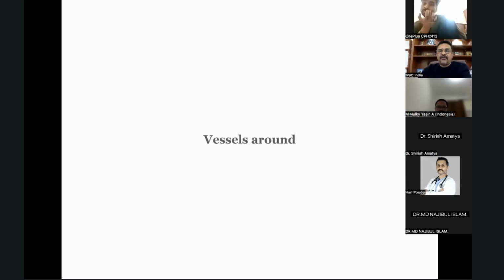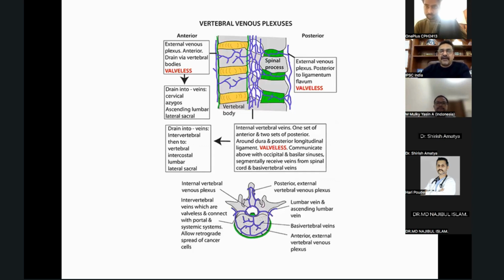There are multiple vessels we are also worried about when we go for the endoscopic discectomy. We are also worried about the bleeding part. So we must know what all vessels are there around the foramen and inside the canal. So these are the vertebral venous plexuses. We all know about these vertebral venous plexuses, the internal ones and the external ones. These are two sets of venous plexuses. There's an anterior and a posterior external venous plexus, and the internal venous plexus, which is again two sets, anterior and posterior.